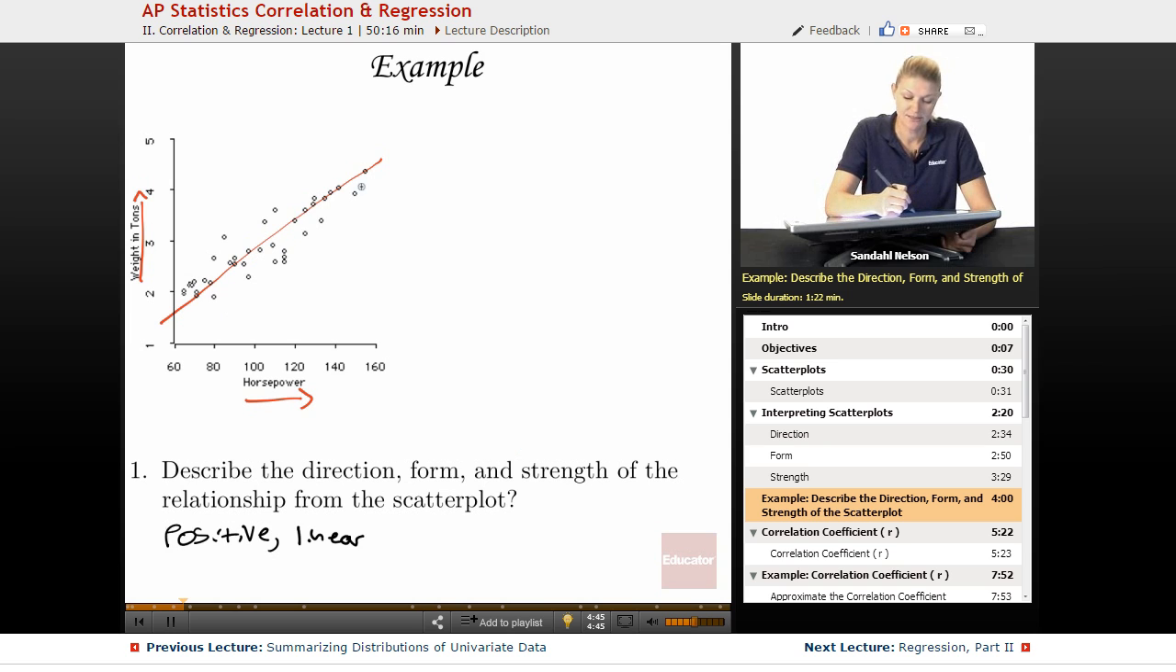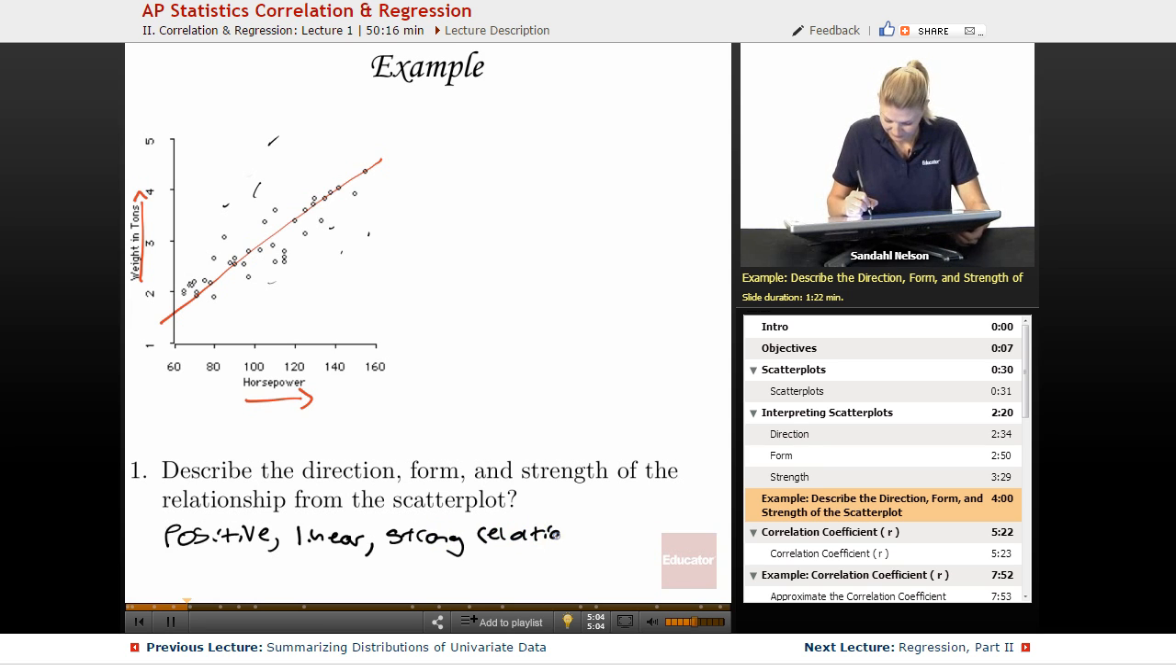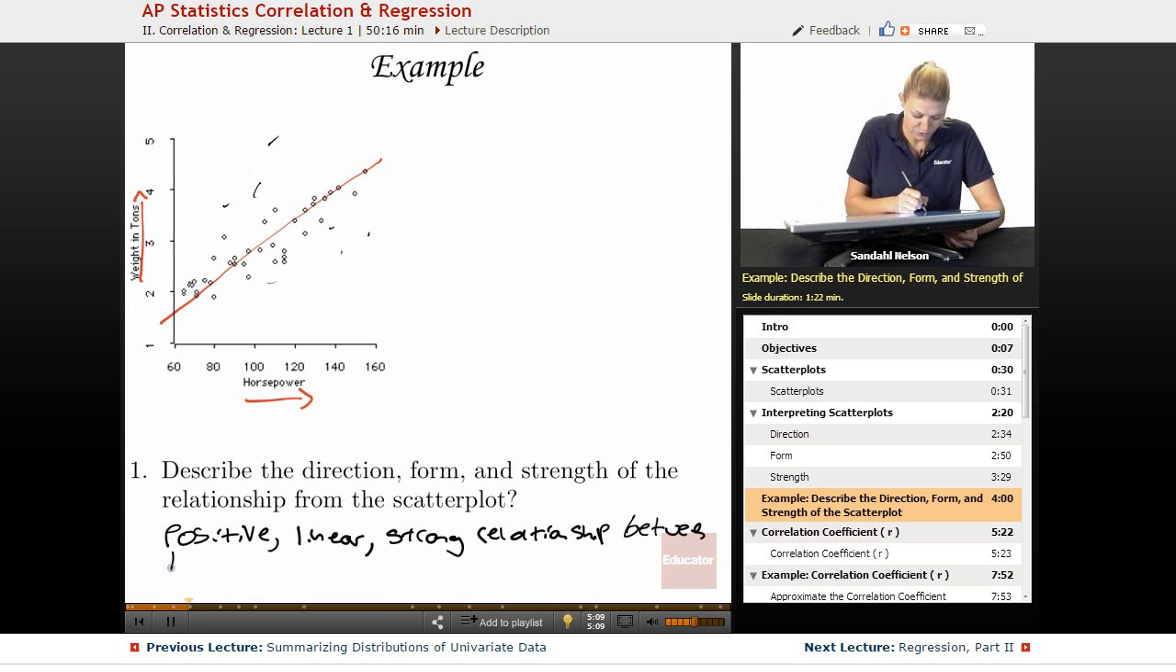Strength. How close are these dots to a straight line? Well, they're all falling pretty close to this line. If we had some that were way out here, we might say it's more moderate. But these fall pretty close to the straight line. So we'll say we have a positive, linear, strong relationship between horsepower, which is our explanatory variable, and weight, which is our response variable.